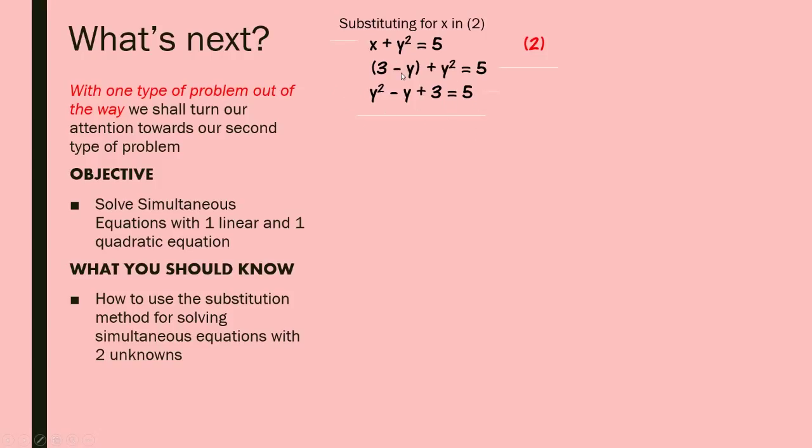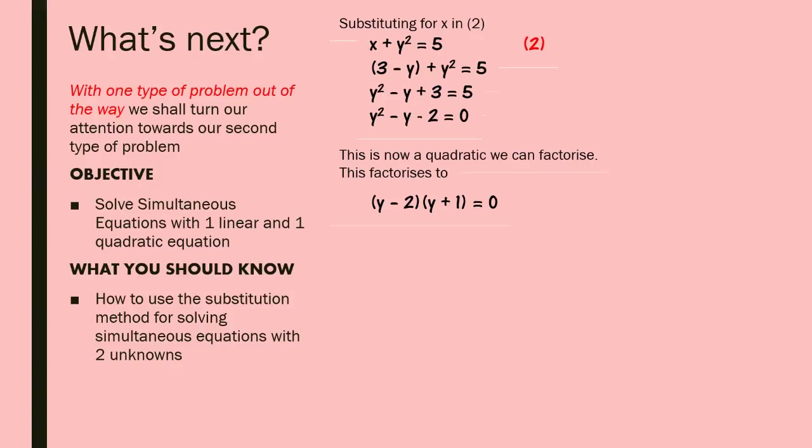And to solve quadratics, we need it equal to 0. So I'm going to move the plus 5 over here, and that'll give me y squared minus y minus 2 equals naught. We can factorize that. If you want to take the time to do it, you can, but that gives a y minus 2 and y plus 1 equals naught, and that gives me y equals 2 and y equals minus 1.